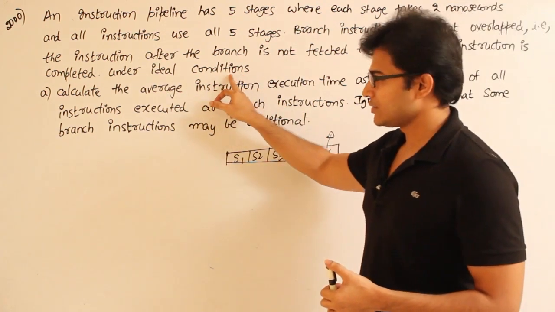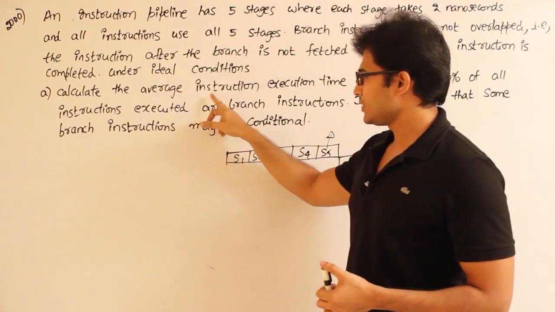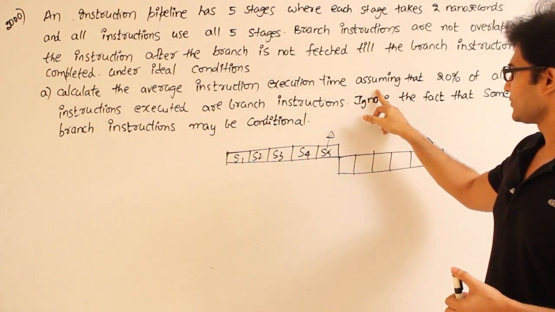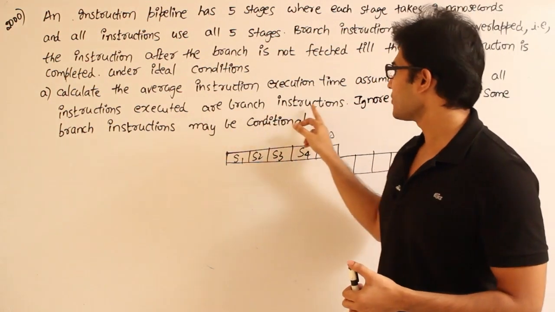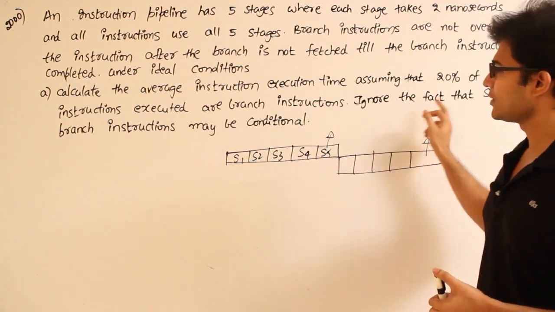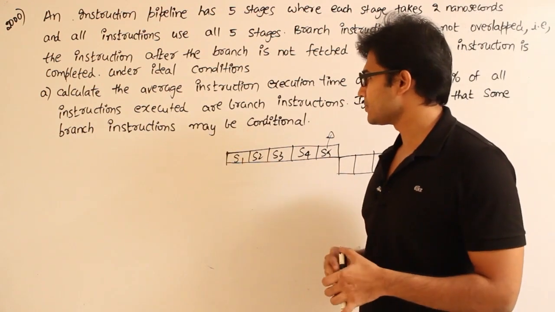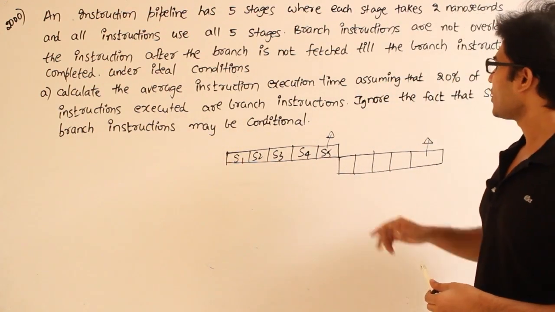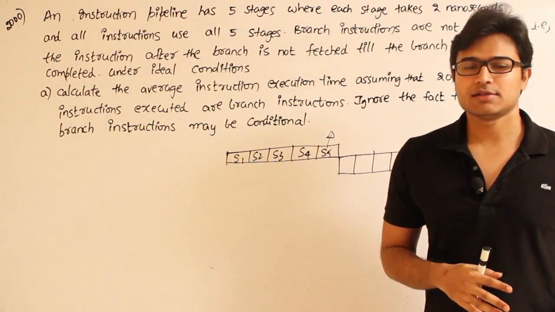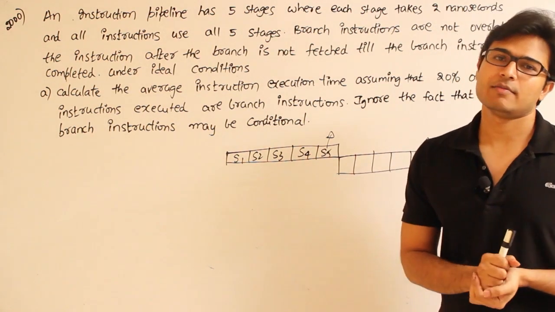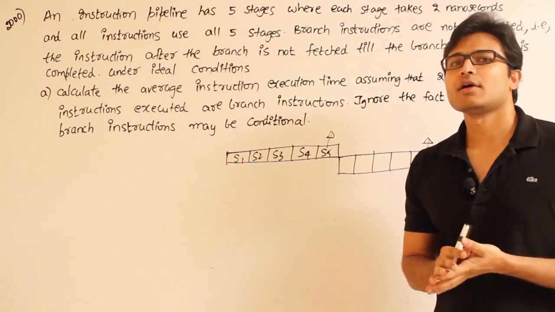Now, under ideal conditions, calculate the average instruction execution time, assuming that 20% of the instructions executed are branch instructions. Ignore the fact that some of the branch instructions may be conditional. So they are saying that out of these branch instructions, some may be conditional and some unconditional, but you can ignore the fact that some of them are conditional.